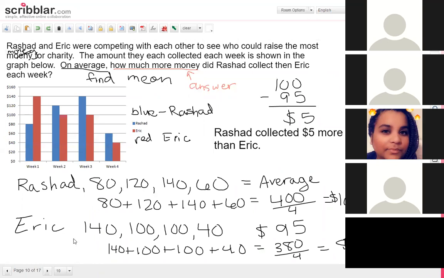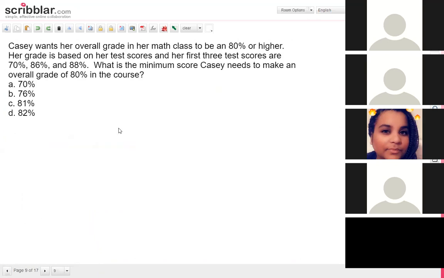Okay, so we need to go back a page. I put these in a bad order. So this is also dealing with averages. One of just the classic average questions is to kind of make you do averages backwards.